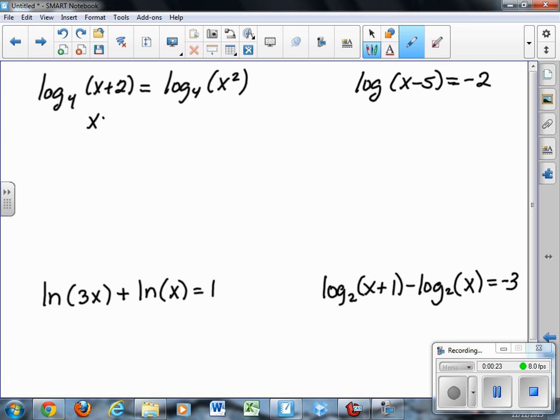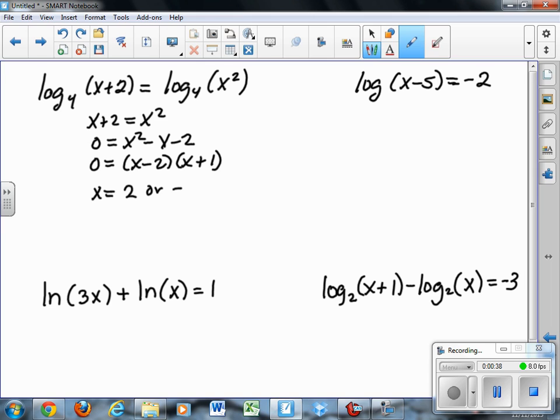So I can just say x plus 2 is equal to x squared. This is quadratic, so it's x squared minus x minus 2. If I factor that, x minus 2, x plus 1. So x equals 2 or negative 1.